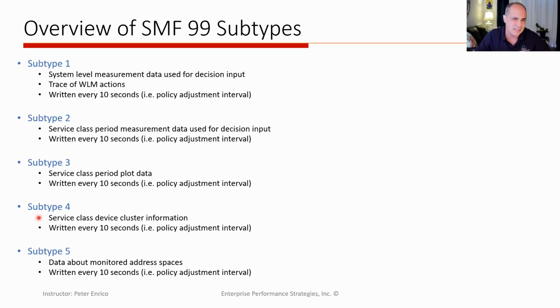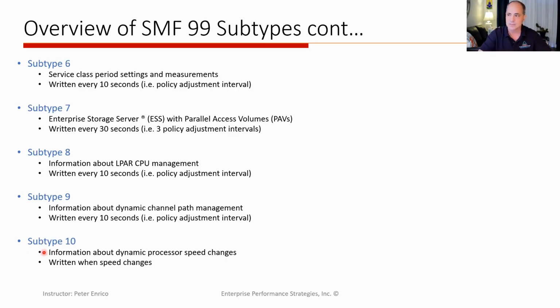The result is that the SMF 99 subtype 4 is not going to be that interesting. Subtype 5 is about monitored address spaces. All this means is that sometimes WLM will select an individual address space to pay attention to. In other words, we think of workload manager as managing these service class periods, and it does. But sometimes to make a service class period meet its goal, I don't need to help all the address spaces. I might need to help only one address space, one big DB2 or one big CICS or one big batch job. So sometimes workload manager will monitor individual address spaces that it finds interesting. This record is about those address spaces.